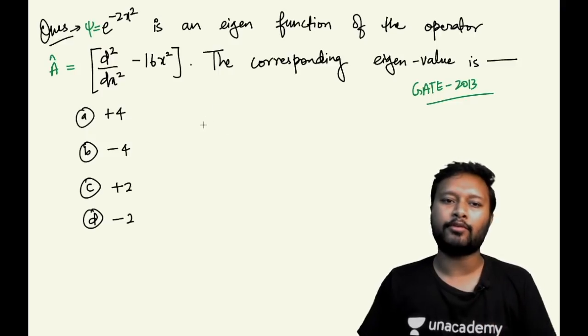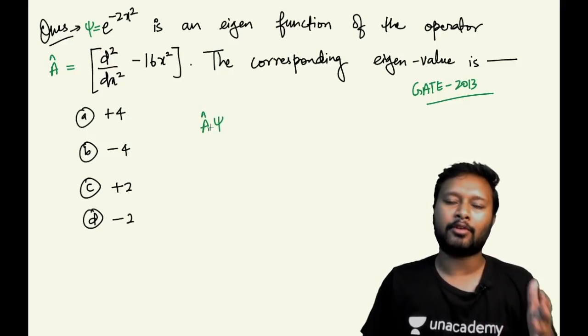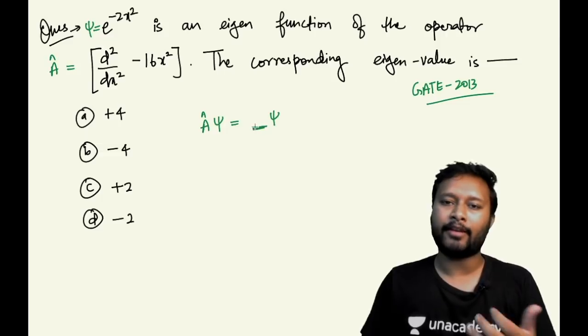So the same thing you have to do. You have to operate this operator on the wave function, and you have to do it in such a way that at the end you get your wave function back. Whatever is left over along with the wave function will be your eigenvalue.